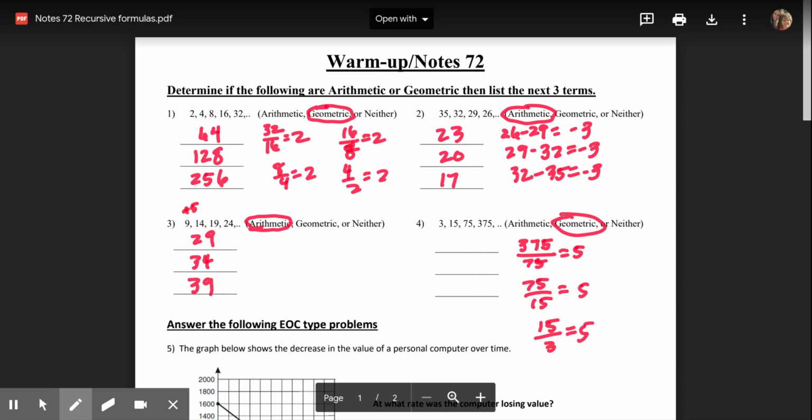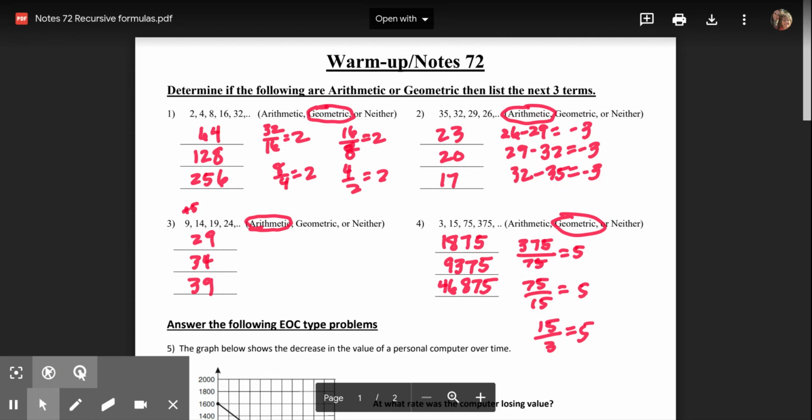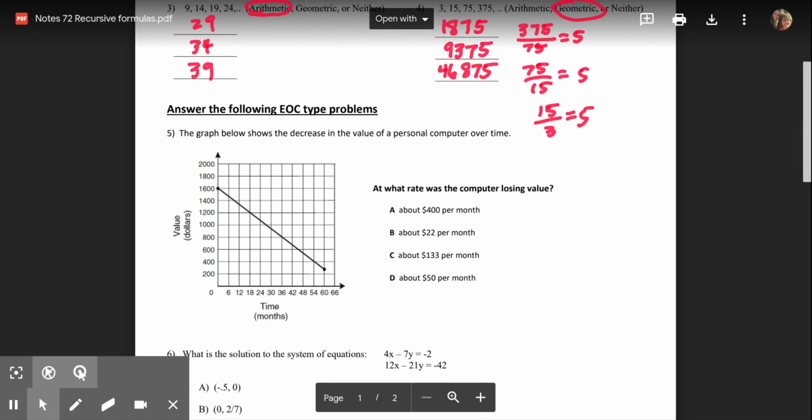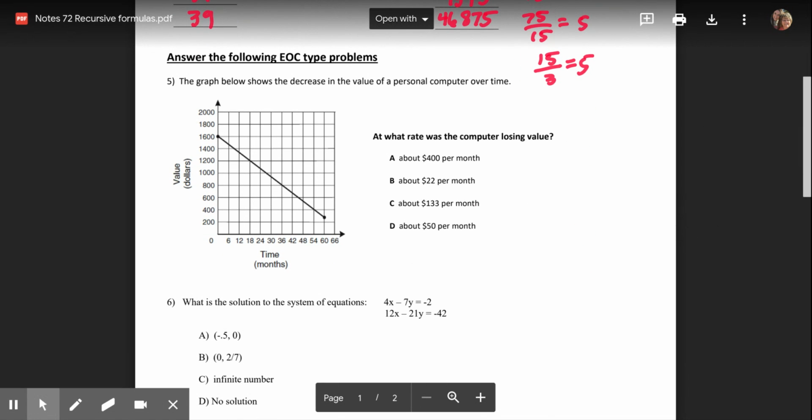So all I have to do is multiply 375 by 5, and I get 1875. And then that times 5 gives me 9375. And then that times 5 gives me 46,875. All right, so that's just a little review on arithmetic and geometric. Let's take a look at problem 5.